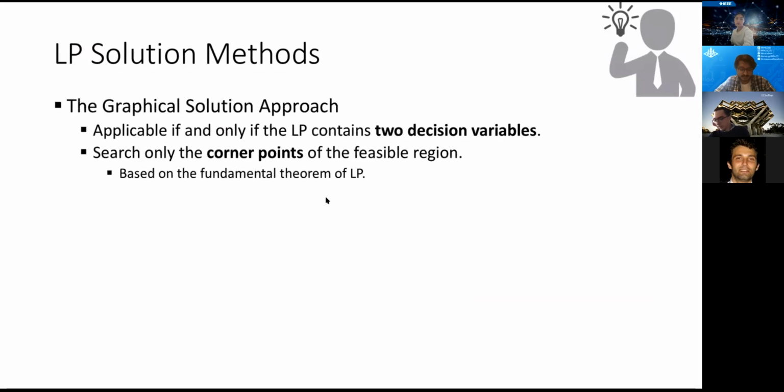Okay, so how do we solve an LP? The simplest approach is called the graphical solution approach. This is applicable if and only if you have two decision variables. So this is a really simplistic case, not completely realistic. You have two decision variables only, okay? The idea is based on the fundamental theorem of linear programming, where you need to search only the corner points of the feasible region. So let's look at an example.